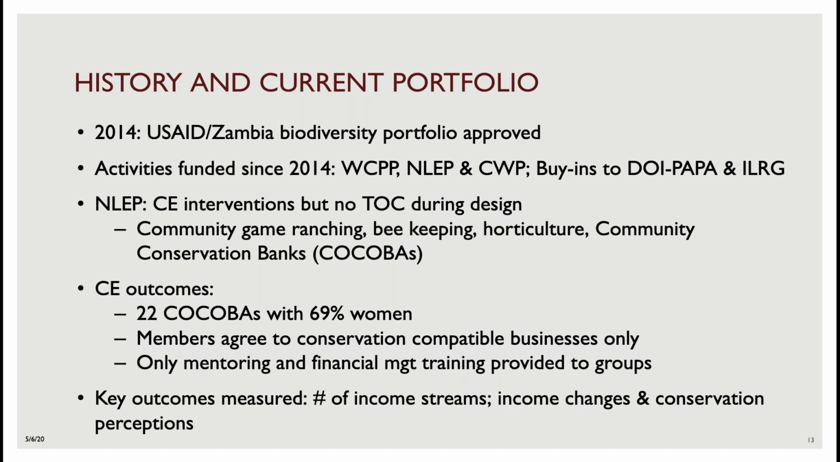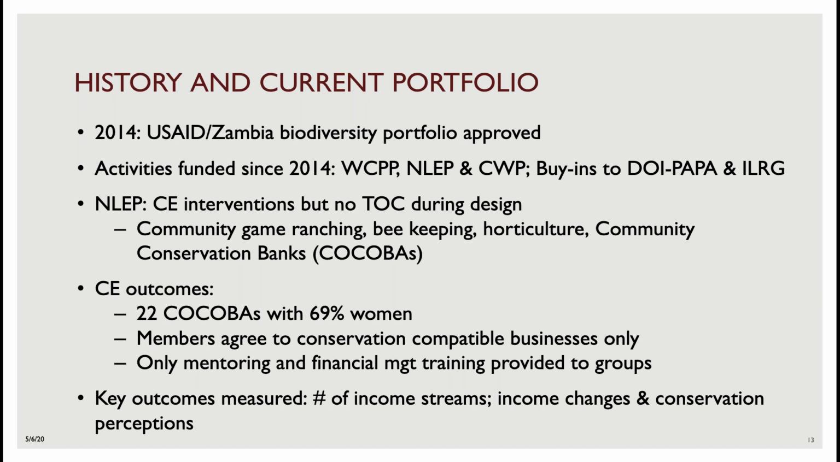For us that has been a lesson learned, looking through that and seeing what our experience has been. In terms of what we supported under the North Luangwa, some of the activities included community game ranching for the communities living around the North Luangwa National Park in the game management areas. We had beekeeping activities, horticulture, and the community conservation banks. The community conservation banks are basically micro-lending and saving groups for the communities, and this is what we want to focus on for this presentation.